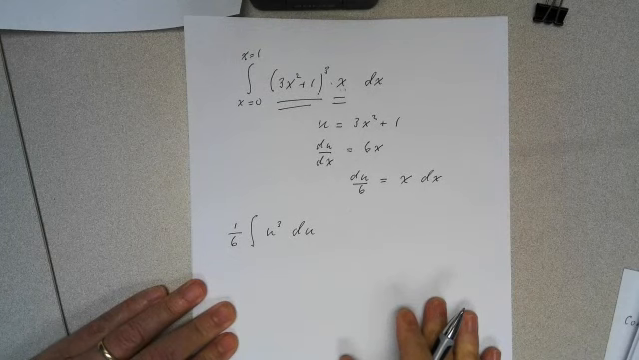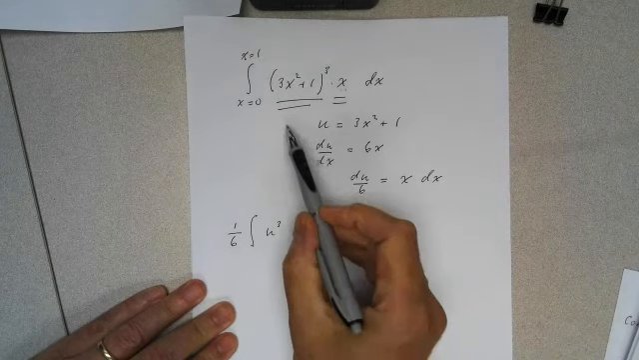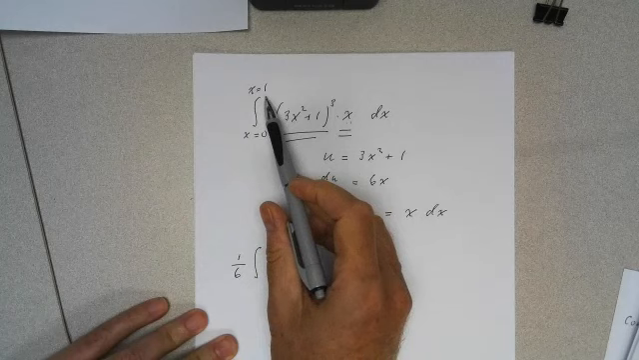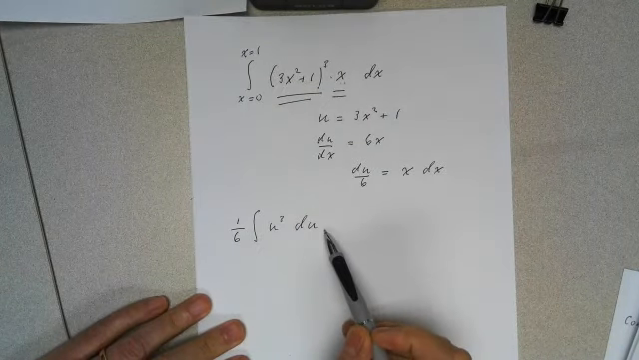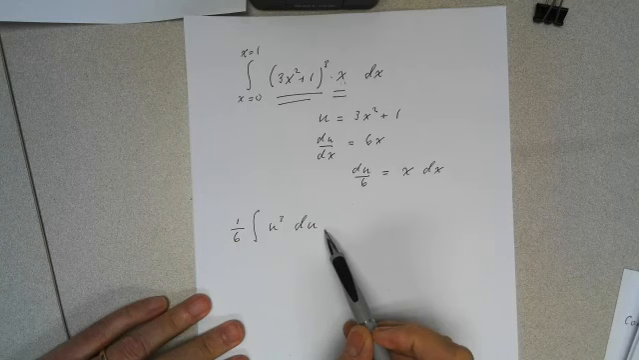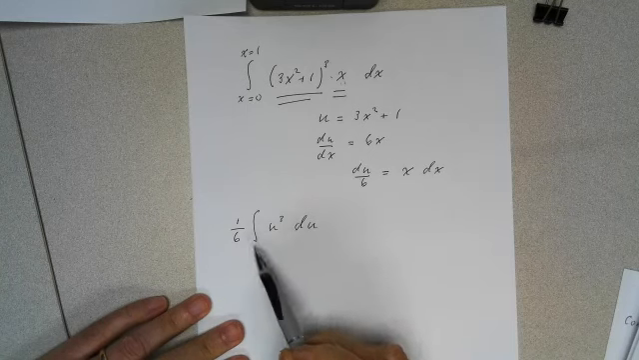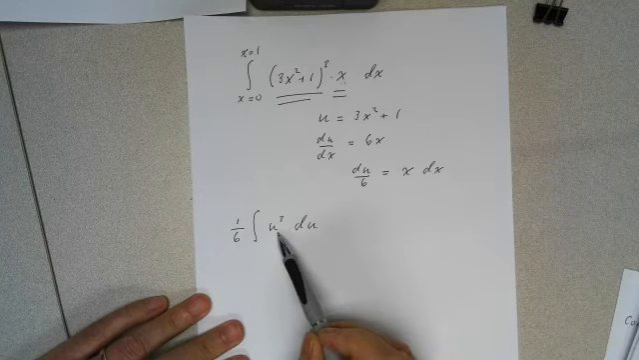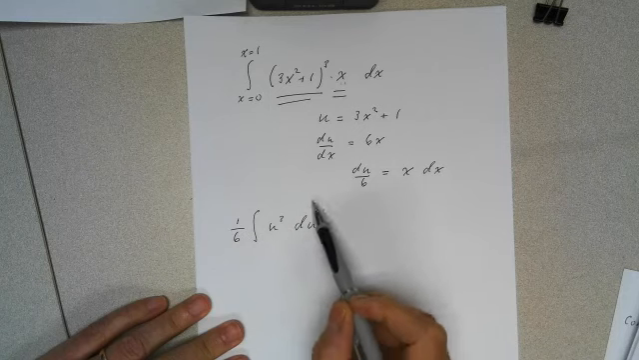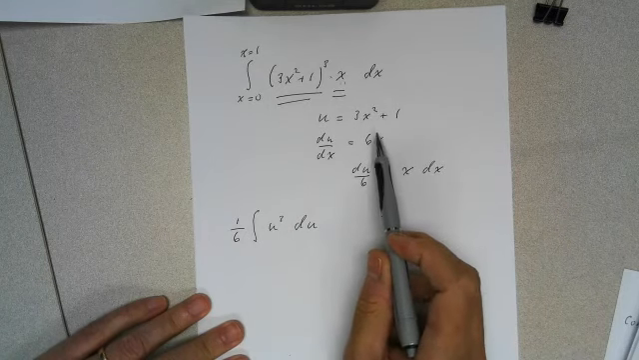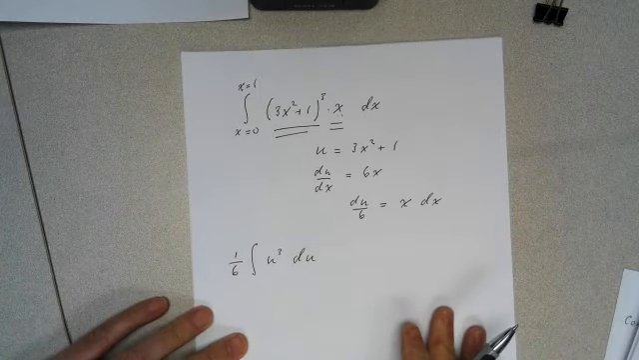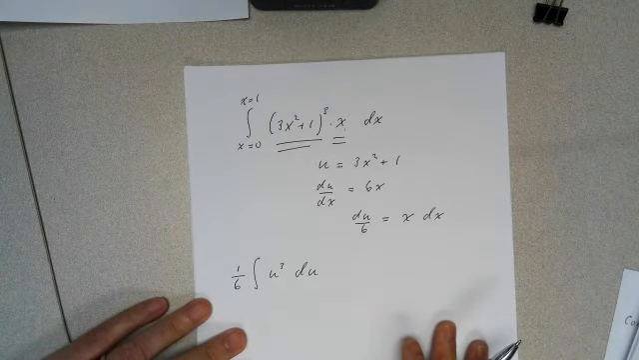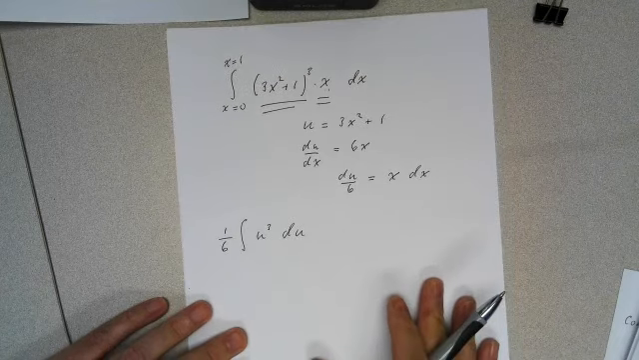Now, the endpoints. Remember, this is a definite integral. There are a couple options. One option is to anti-differentiate this, back substitute, and plug in the endpoints. In other words, anti-differentiate u to the third, replace u with 3x squared plus 1, and then evaluate at our two endpoints. That's one way to do it. But I prefer to do it a different way that sort of streamlines the process.